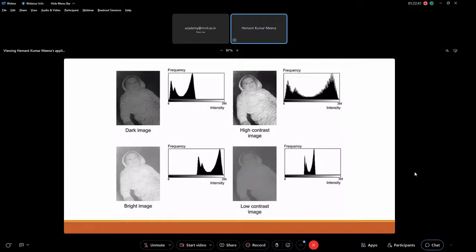In this way, what would happen? It would be a bright image, but it is not as clear as the high contrast image. Again, what about the low contrast image? In a low contrast image, all the things are basically shifted in between, at the middle level.